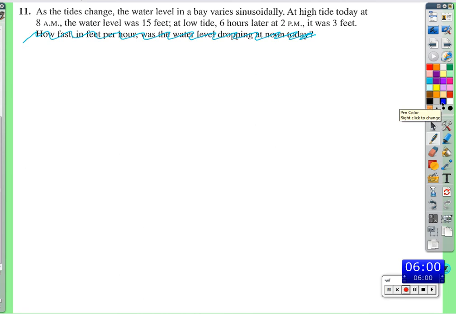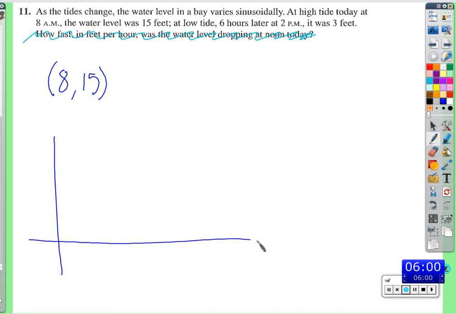So at high tide today, at 8 a.m., the water level was 15 feet. High tide means the highest water level that you'll see. So high tide at 8 a.m. was 15 feet. We can look at this graph if we want. We put 8. That is at 15 feet.